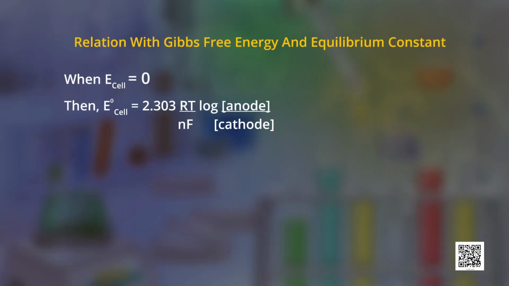In this situation, E naught cell becomes equal to 2.303 RT upon NF log concentration at the anode upon concentration at the cathode, and this can be simplified as 2.303 RT upon NF log Kc, where Kc is the equilibrium constant. This way, we will be able to calculate the equilibrium constant.